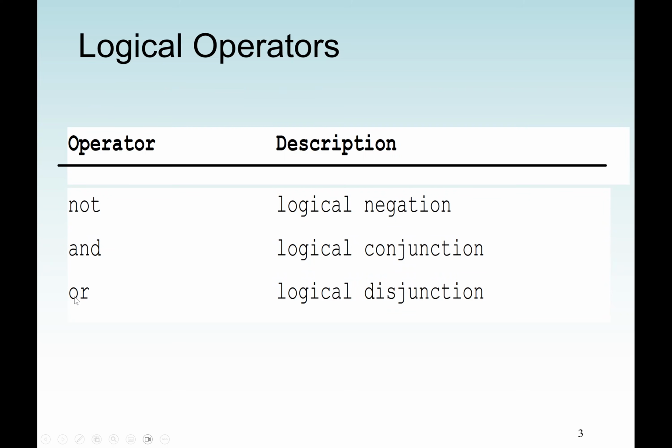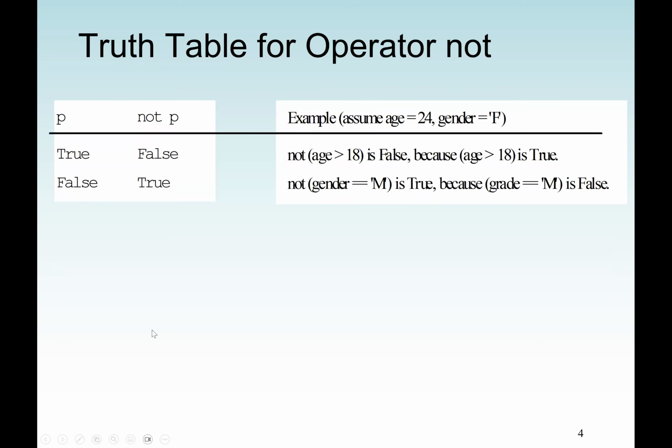Also, the or is called the logical disjunction. If we have two or more conditions and we are using the or operator, only one condition has to be true, then the task will be performed.